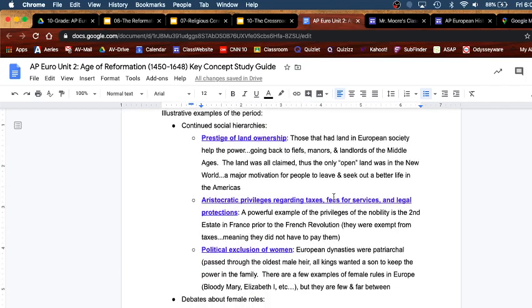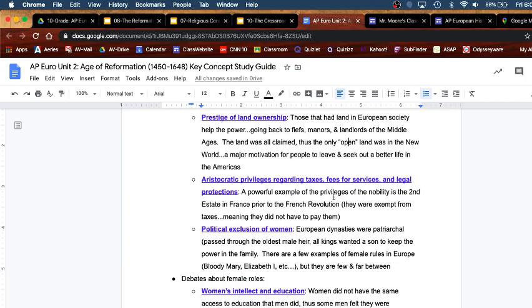Let's look at this next one right here. It says, aristocratic privileges regarding taxes, fees for service, and legal protection. A powerful example of the privileges of the nobility is the Second Estate in France prior to the French Revolution. They were exempt from taxes, meaning they didn't have to pay them. We're not in a position to talk about the French Revolution today. But I'd also like to remind you that this video is created for students who are reviewing for the AP test. And so you're putting those connections together.